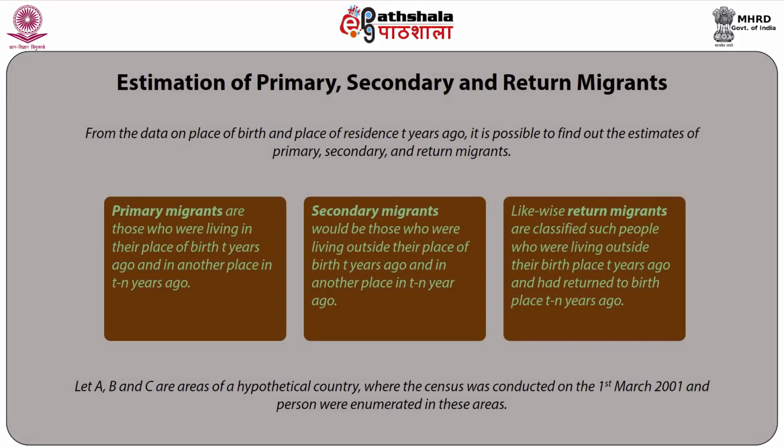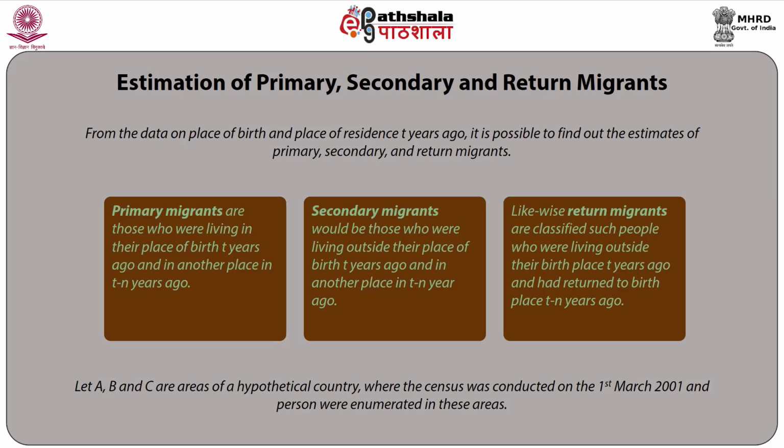Coming to estimation of primary, secondary, and return migrants. From the data on place of birth and place of residence t years ago, it is possible to find out the estimates of primary, secondary, and return migrants. Primary migrants are those who were living in their place of birth t years ago and in another place t minus n years ago.